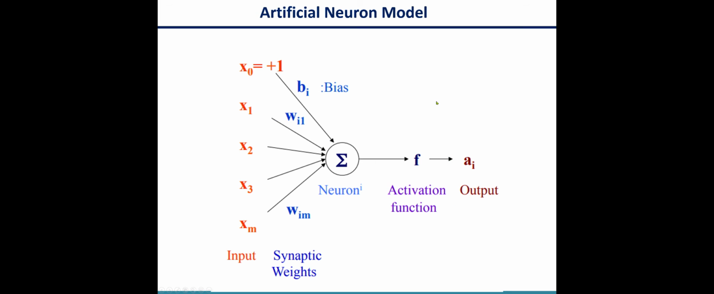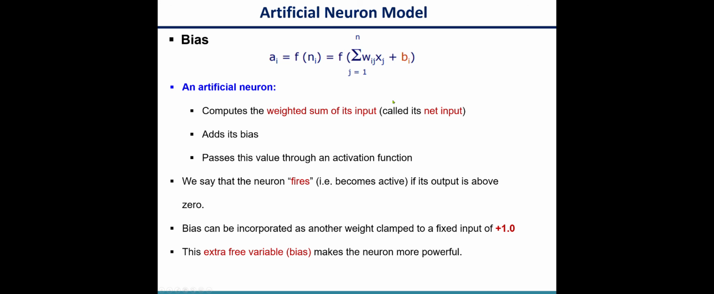So what the bias represents is the function of the nth value of i. That is the summation of the weights w_ij multiplied with the input x_j plus b_i, and that is calculated by the bias.